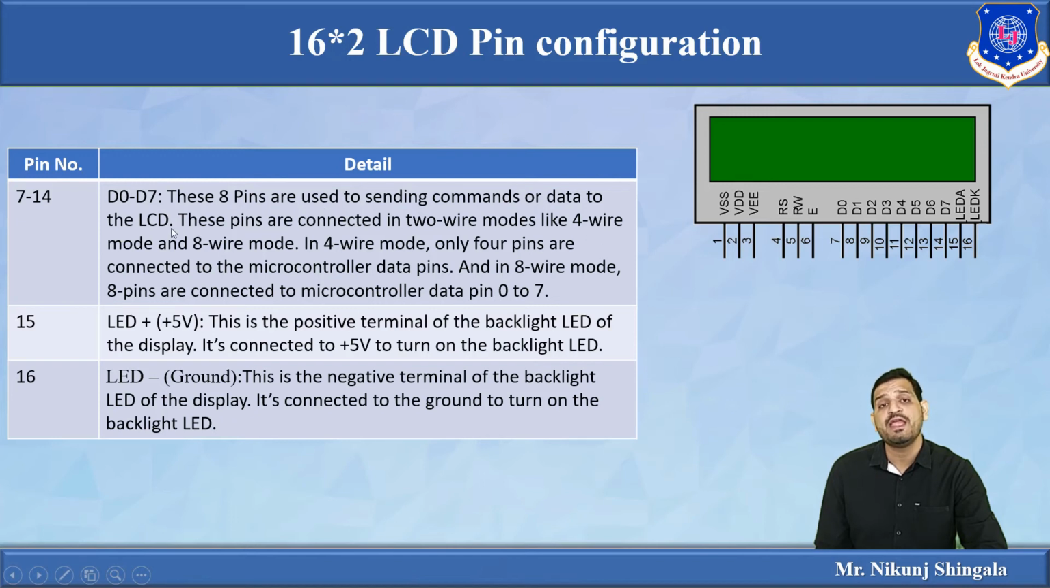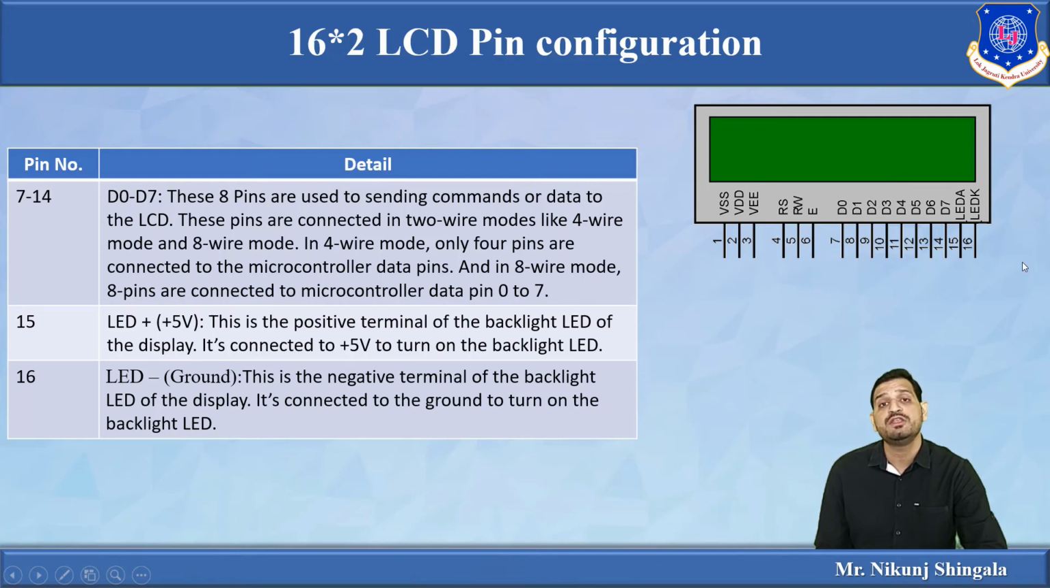Now you can display data on the LCD in 2 ways: 4-wire mode and 8-wire mode. I have used 4-wire mode. In 4-wire mode, I can use the data pins D4, D5, D6, D7. In 8-wire mode, we have to use the D0 to D7 pins of the LCD. Those are connected with the microcontroller or Arduino board.